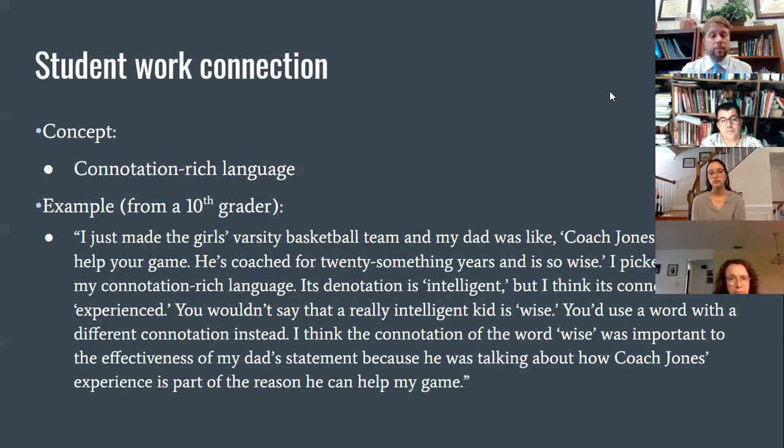Another student did some similar work, but with a different kind of text. She was talking about cultural or connotation-rich language. This is a 10th grader, and she was discussing how when she talked with her dad about the girls' varsity basketball team that she made, her dad, when talking about the coach, said that coach is really wise. He's coached for 20-something years, and he's so wise. And so the student did something that I thought was really insightful and thought-provoking. She talked about wise as the connotation-rich language.